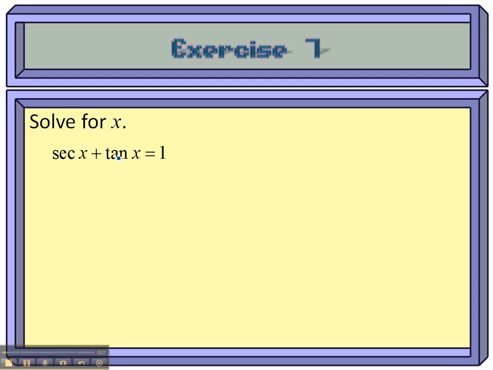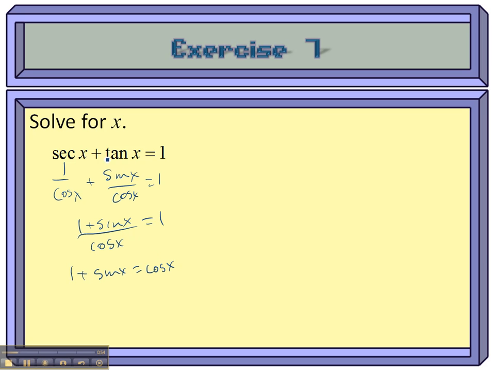We can't do a substitution to turn one into another one, so let's turn them all into sines and cosines. Secant is 1 over cosine x. Tangent, of course, sine x over cosine x. They just happen to both have a common denominator cosine, so I'm just going to add up the numerators. 1 plus sine x over cosine x equals 1. And just multiply that cosine over to the right hand side. 1 plus sine x equals cosine x. It's not quite that much simpler than that, but at least it has just sines and cosines.